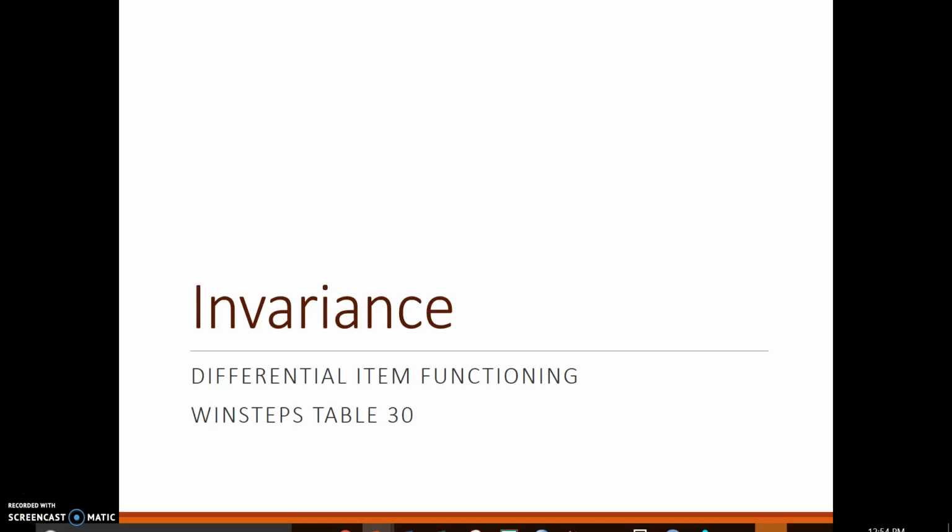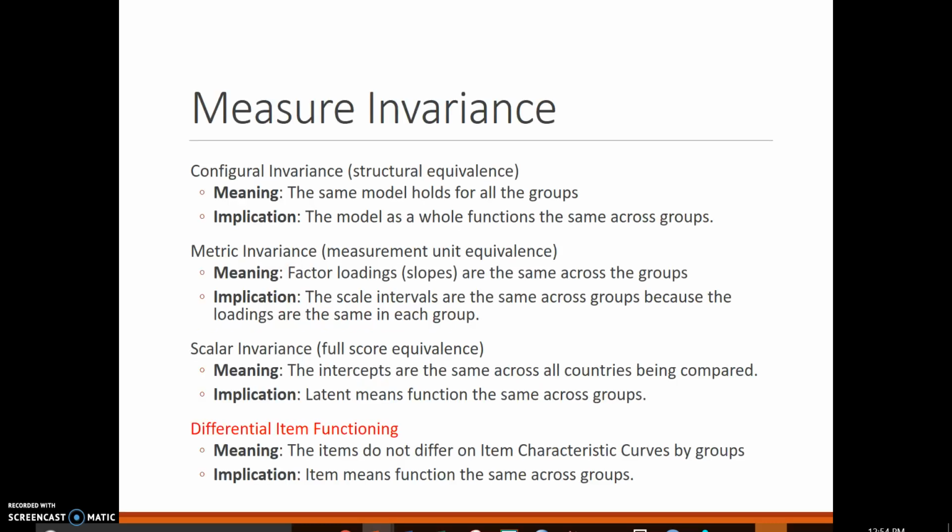Hey everyone, this video is about invariance, specifically differential item functioning, which is table 30 in Winsteps. There are lots of different aspects of measure invariance. What we're talking about is that we want everything to be the same across groups. So we don't want something about somebody to influence their answer on a response or to influence the way that they're viewing the construct as a whole.